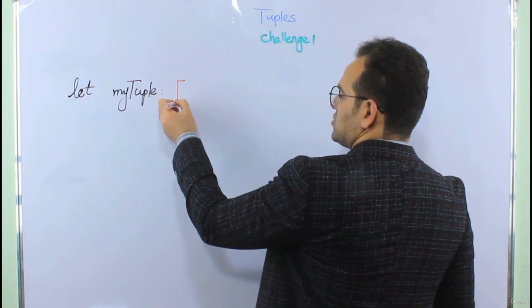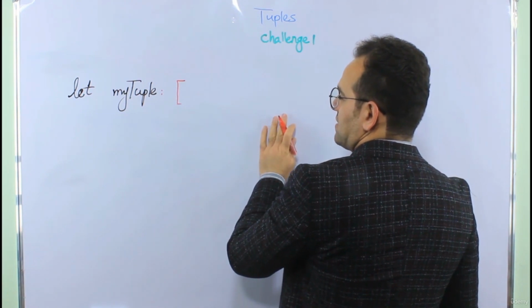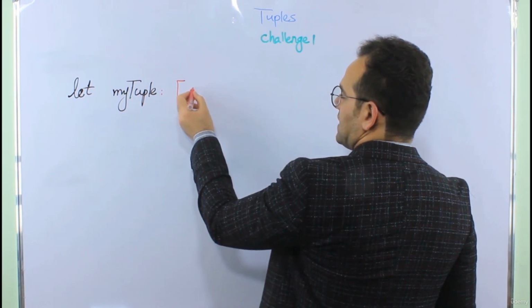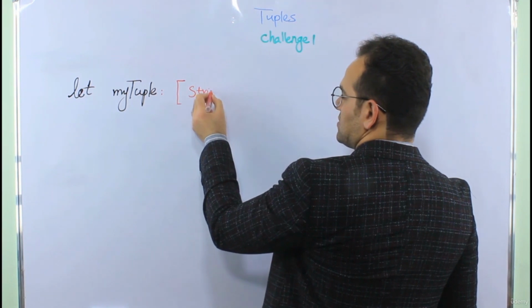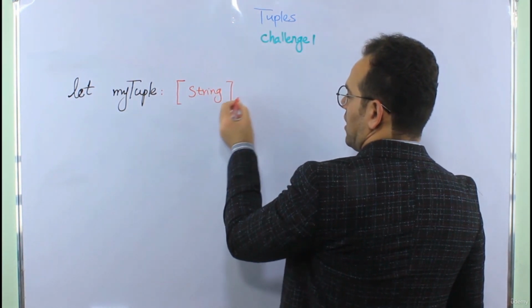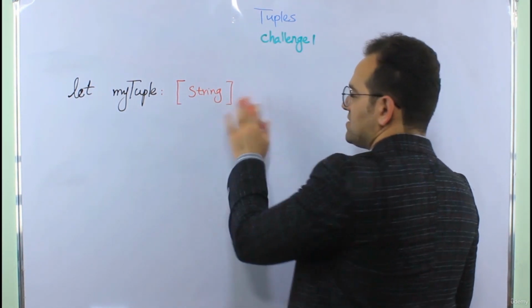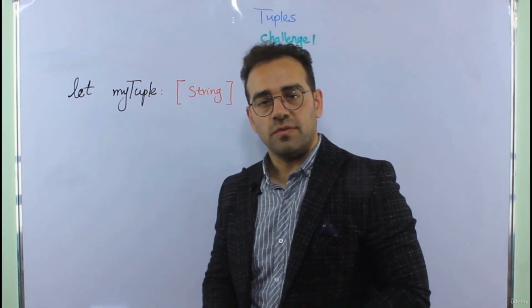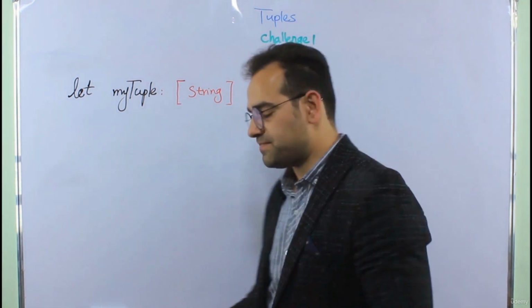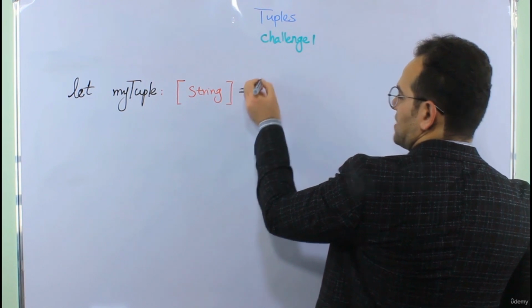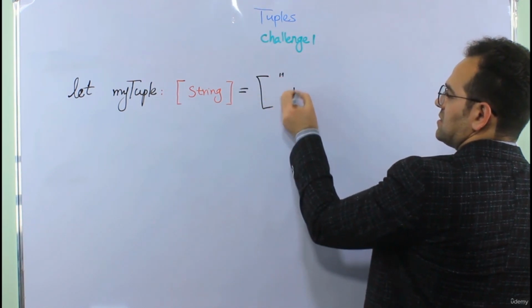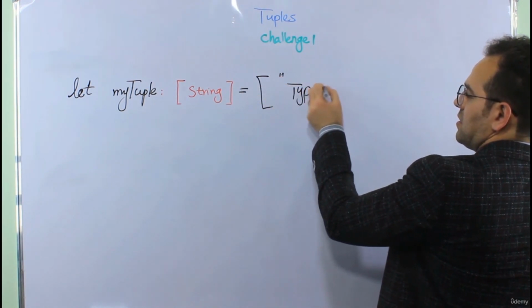So first off, the tuple syntax looks exactly like the array syntax. And within here, I'm going to write string. Now, in here, we can only store a tuple that is going to have a string. And the string is going to be TypeScript. So TypeScript.